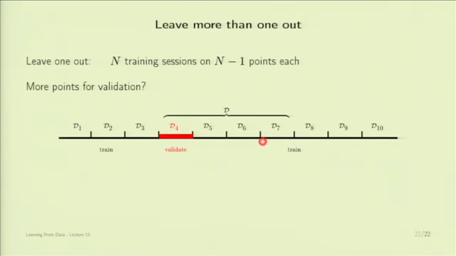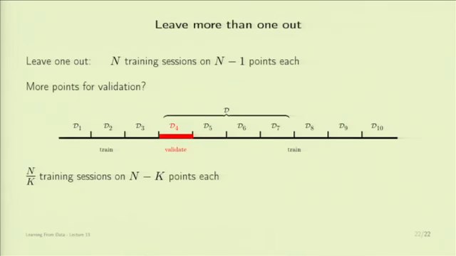Leave one out is exactly the same, except that here the 10 is replaced by capital N. I break the thing into one example at a time, and then I validate on one example. Here I'm taking a chunk, and therefore you have fewer training sessions. In this case, 10 training sessions, with not that much of a difference in terms of the number of examples. If N is big, instead of taking one, you take a few more.